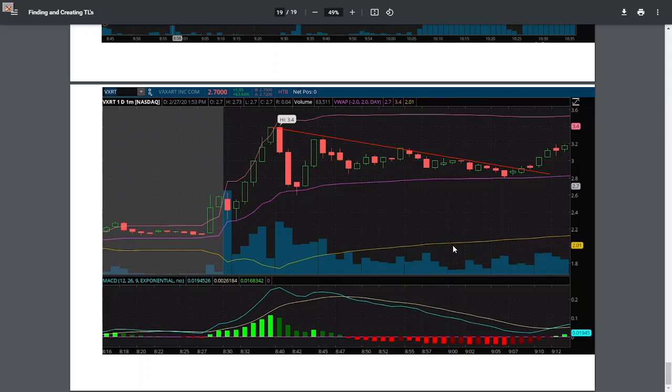Last example, VXRT. This is from February of last year. February of 20. Look at this. Of last year. Over a year ago. It doesn't matter what it is, what play, what stock, what time. Doesn't matter the time, doesn't matter the stock, doesn't matter the float, doesn't matter the volume, doesn't matter any of that, team.